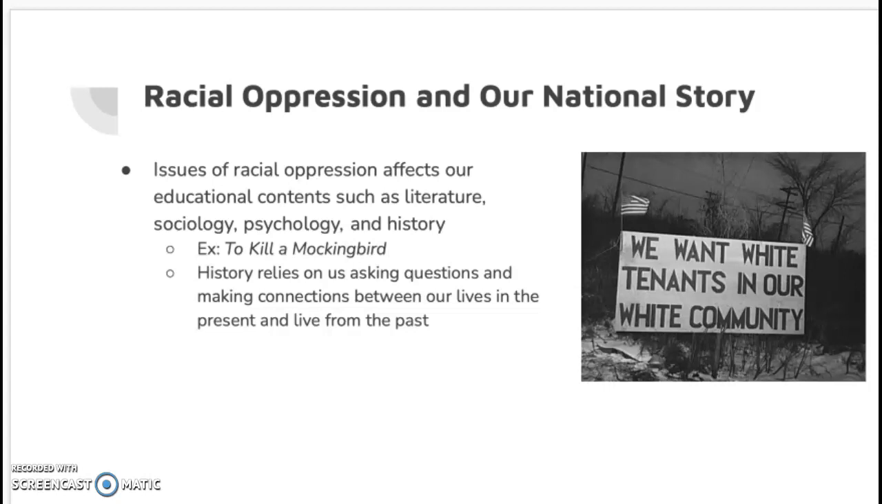A lot of the literature that we have today is focused on past events, such as segregation. As you can see in the picture, we want white tenants in our white community, so things like that also take place in To Kill a Mockingbird. Even though the main characters are white, they don't really have much interaction with black people because that was how it was during the time it was written. A lot of our history is also the same way.